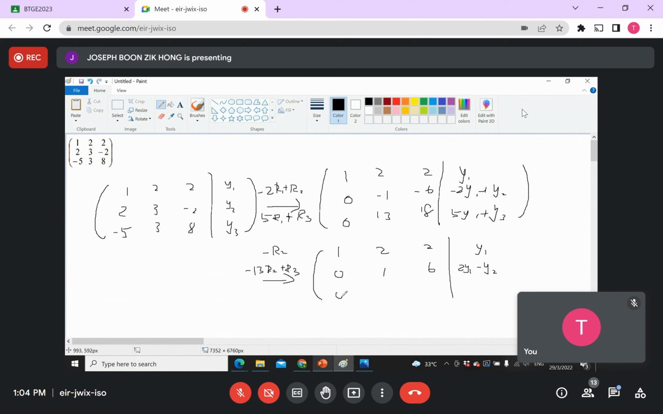Okay, and then 0, 0, negative, negative. Oh, sorry, this one should be positive. Okay, and then 13 times 6, 78. 78, -78 plus 18, -60. Again, correct me if you found any mistake there.